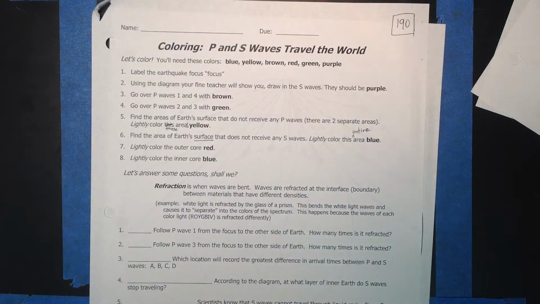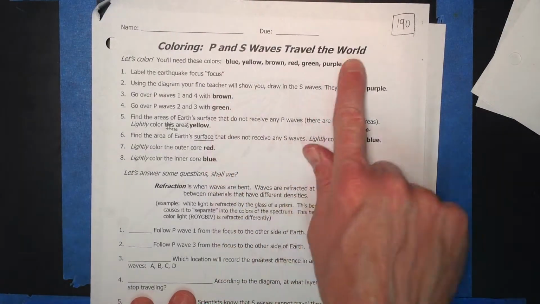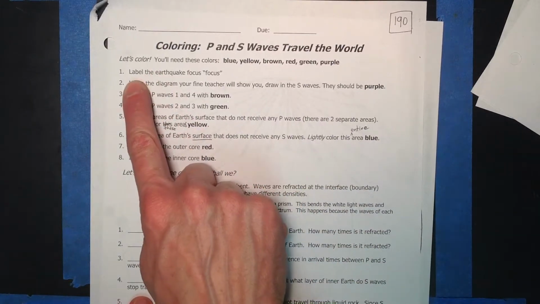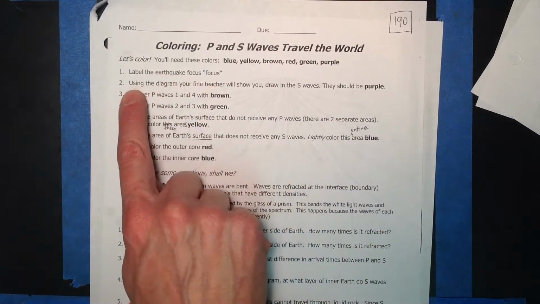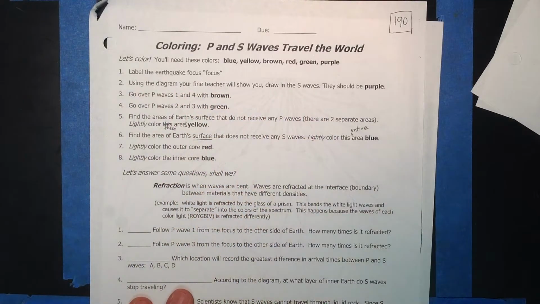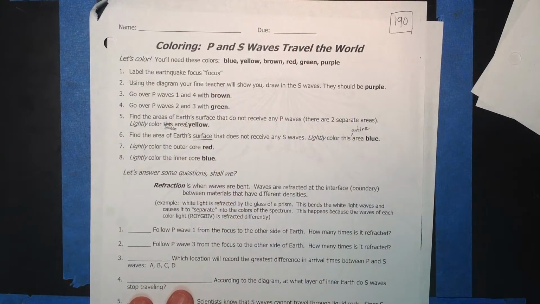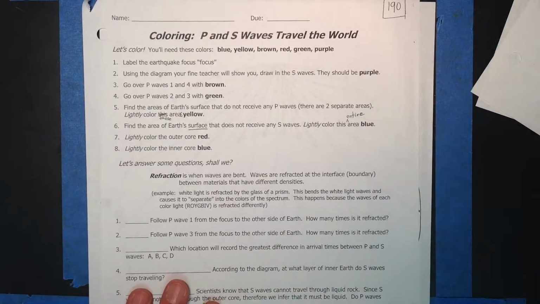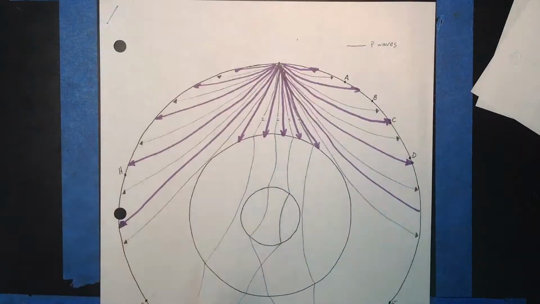We have 190 coloring P and S waves travel the world. Label the earthquake focus. But before we do that, using the diagram your fine teacher will show you, draw in the S waves. They should be purple. This should have been done in class, but if for some reason you didn't, lost it, or were absent, this is what it should be.